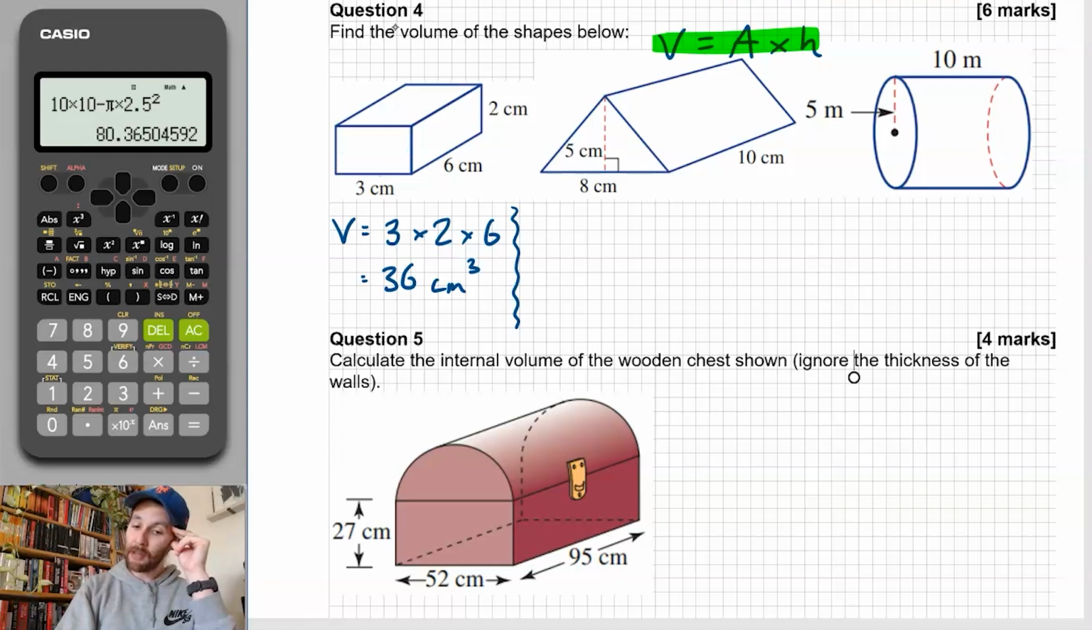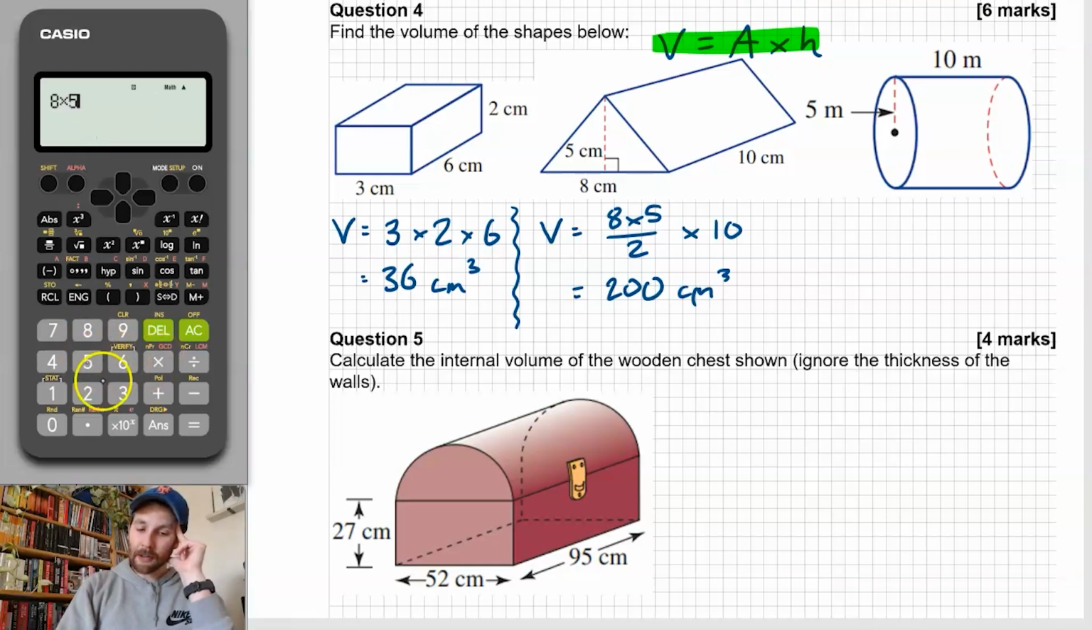Okay, let's move on to the second shape. For our second shape, it's this triangle that's our cross-section. So the volume of it is going to be given by the area of that cross-section, which for triangles, we find by doing base times height divided by 2. And then we want to multiply that by the height of the shape, which for this one is going to be 10 centimeters. 8 times 5 divided by 2 is 20, and 20 times 10 is 200 centimeters cubed.